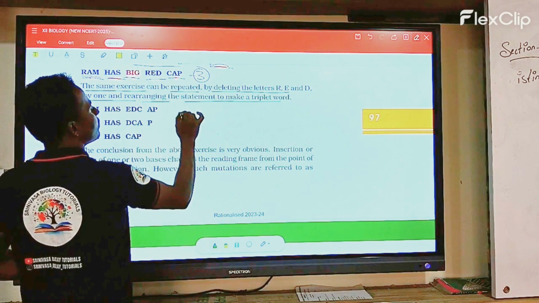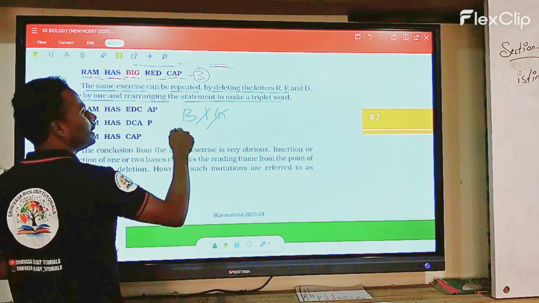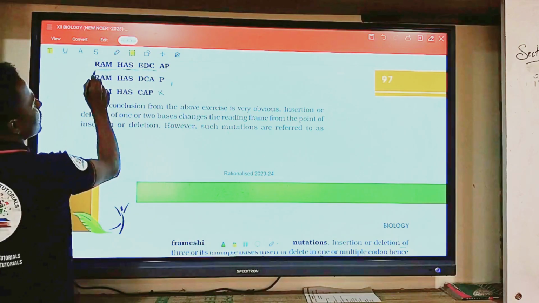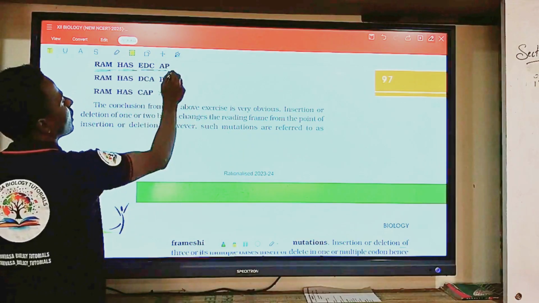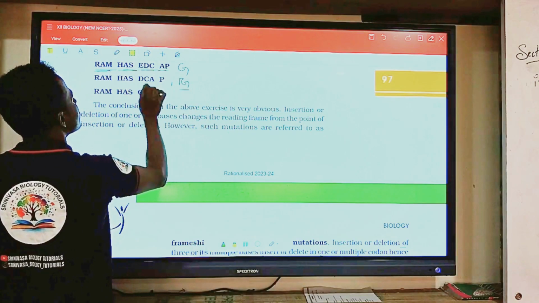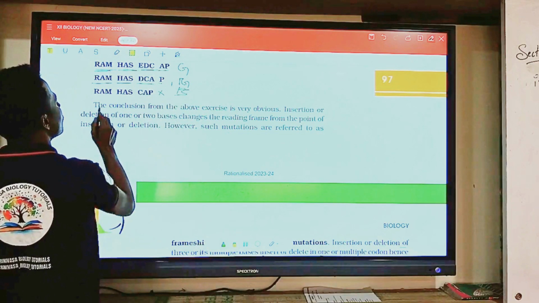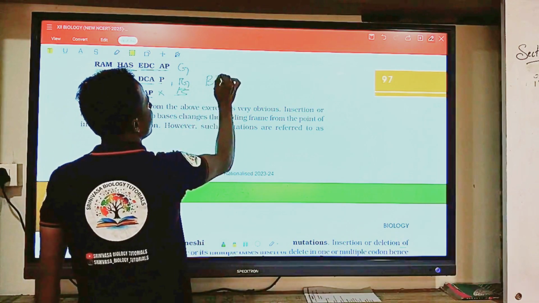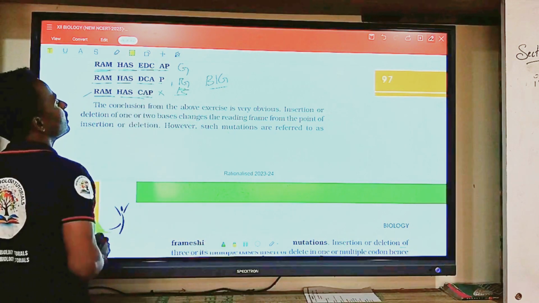So first, you remove B I G. First you completely remove G, then I, and then B. Here is the deletion process. Ram has BIG RED CAP. When we remove the word G, now we remove I G. That now gives Ram has D CAP. Now again we remove B also, and finally what do we get? Ram has cap. So when we completely remove BIG, finally we get Ram has cap.